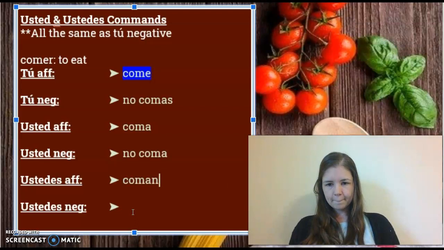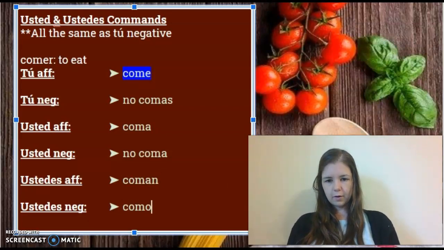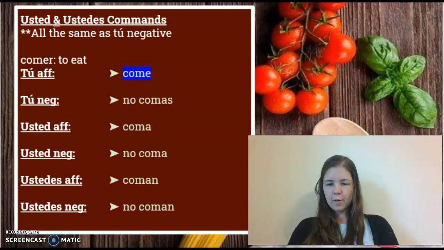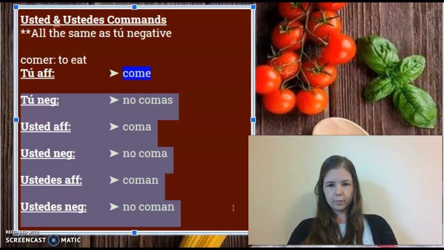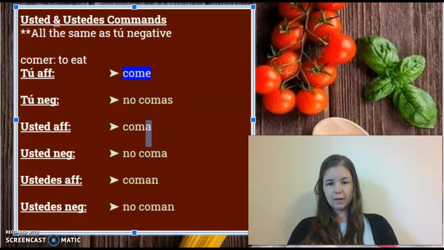Ustedes negative. Take the yo, drop the o. My opposite ending is an "an" for ustedes, then I have my "no" for making it negative. So if you've mastered the tú negative commands, this lesson should be extremely easy for you because you're just doing the same thing, except usted does not have the S on it, and ustedes has an N on it.